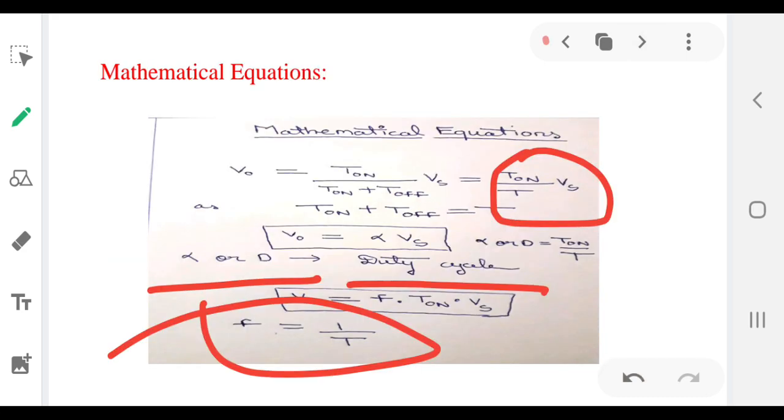So finally we get, for the elementary principle, that there was a fixed input voltage Vs, and we now have a variable output voltage V0. How is it variable? We can always change the value of alpha by changing the value of T on or T off. So now output voltage is a variable quantity.